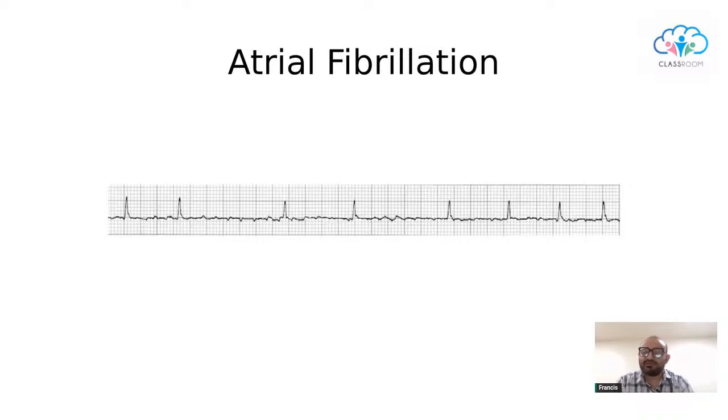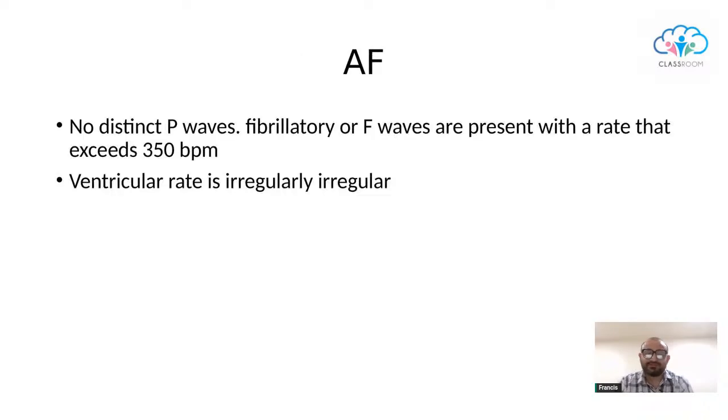Another common ECG finding in patients with CVA is atrial fibrillation. Atrial fibrillation is characterized by fibrillatory waves or F waves seen on the baseline. There is no real discernible P wave here, and the rhythm is irregular.